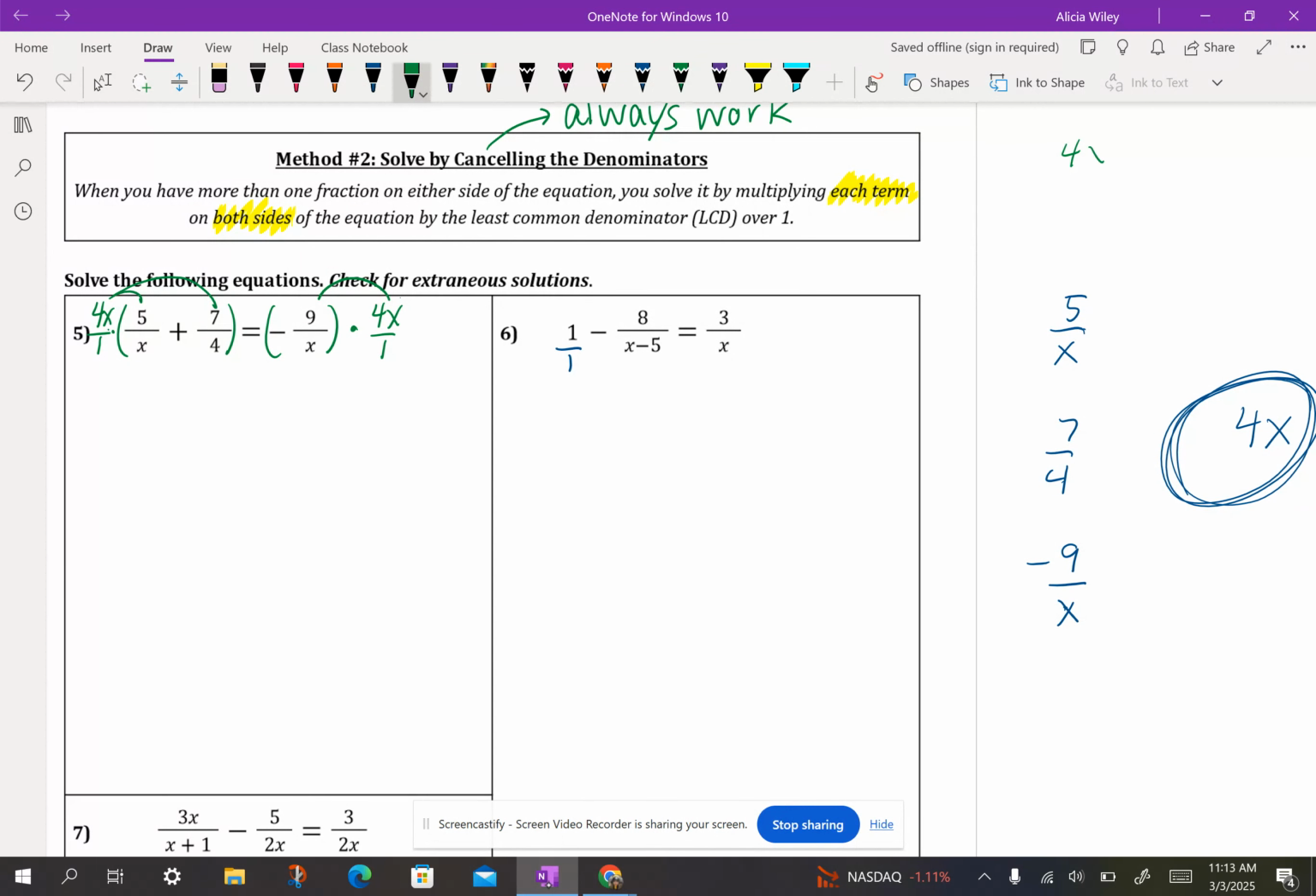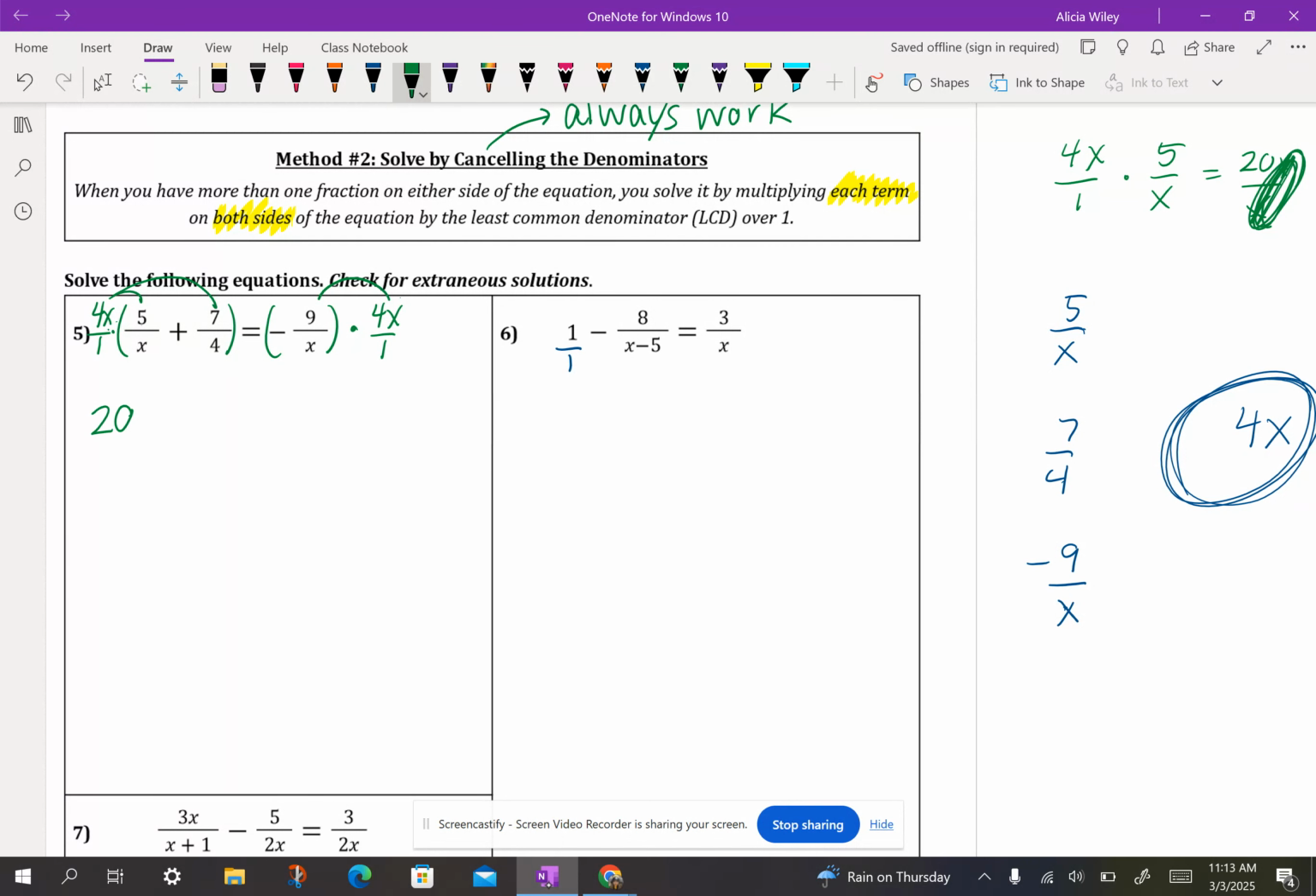If I multiply 4x over 1 times 5 over x, that would give you 20x over x. And wouldn't these x's cancel? They would go away, and you'd be left with just 20. So if you're multiplying by the LCD and you're doing it correctly, what should happen as you multiply is your denominators should cancel out. Okay? So if I multiply 4x times 5 over x, my x's will cancel out. I'll be left with 4 times 5, which is 20.